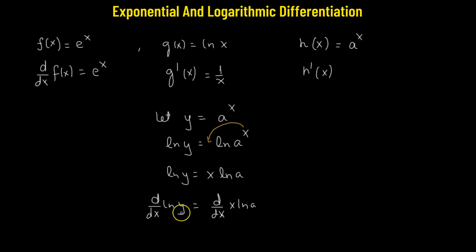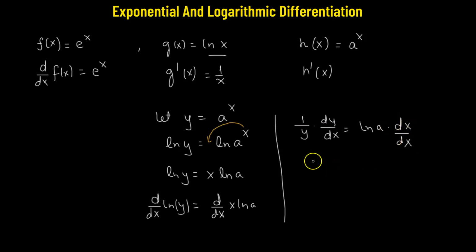For taking the derivative of natural log of y, we have 1 over x, but here we have log of y instead of x, so we'll have to use the chain rule. So this will become 1 over y, but we need to multiply it by the derivative of y with respect to x, equals log of a. So log of a is a constant that will be multiplied by the derivative of x with respect to x. So this gives us 1 over y times the derivative of y with respect to x equals natural log of a times the derivative of x with respect to x, so that is 1.